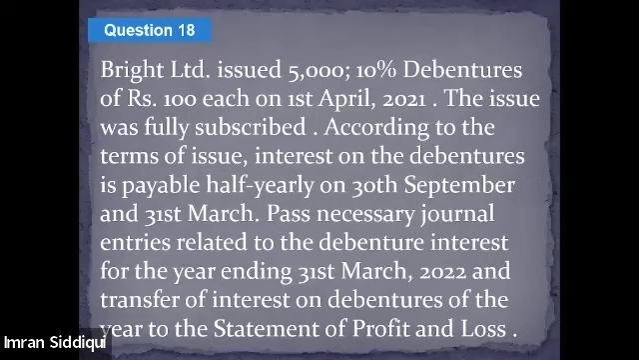Okay, so this question is not requiring you to pass the entry for the issue of debenture. It just requires you to figure out the interest and pass the entries that are necessary for the debenture interest and transferring that interest to the profit and loss account. What do you think? Tell me whether you will be able to solve it.